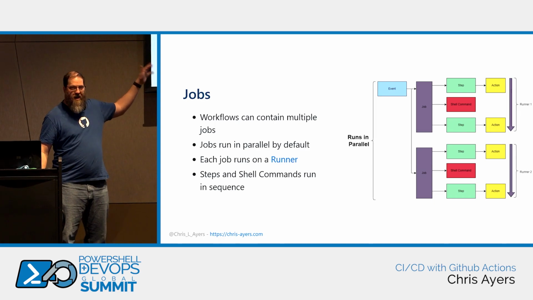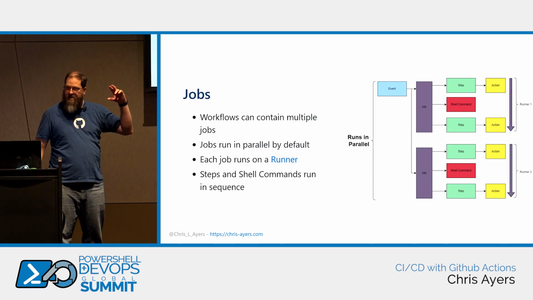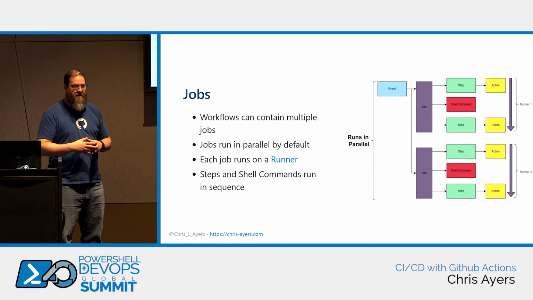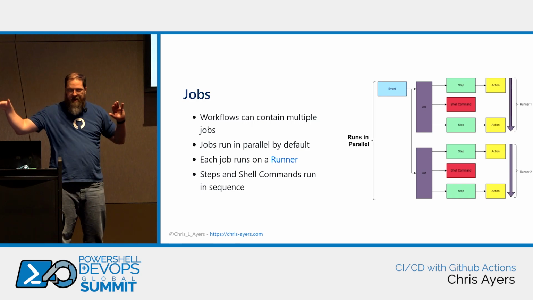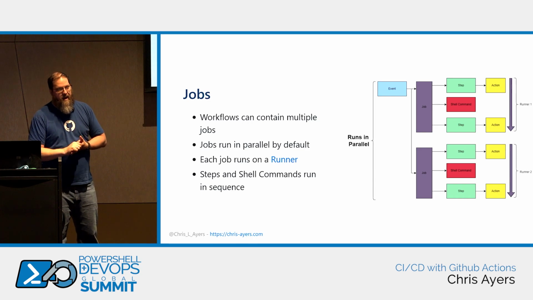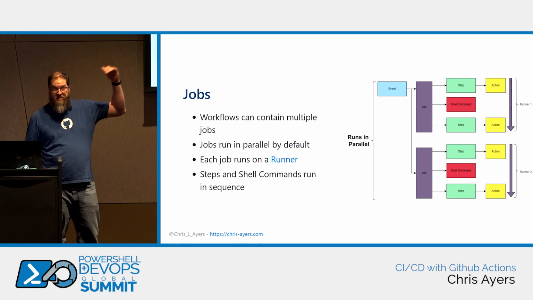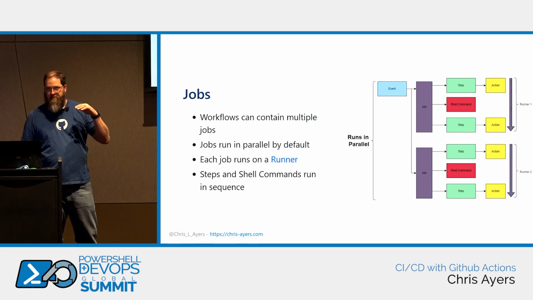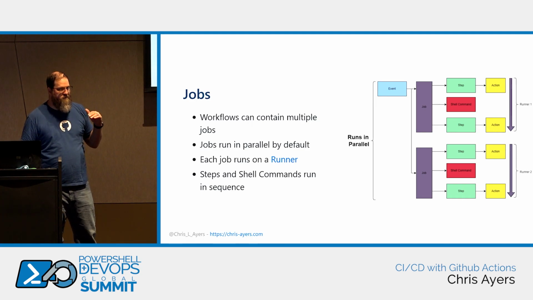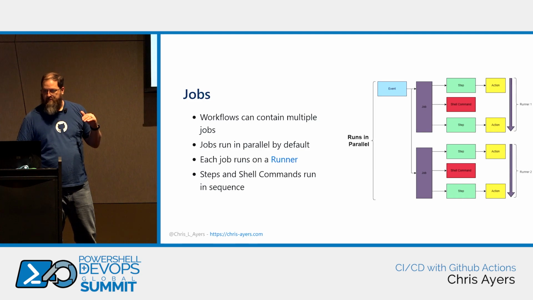Again, each job is going to have its own little runner, its own self-contained identity. You can have one on Mac, one on Linux, one on Windows, doesn't matter. While the jobs run in parallel, inside the jobs, those steps are executed in order, top to bottom, for a given job.